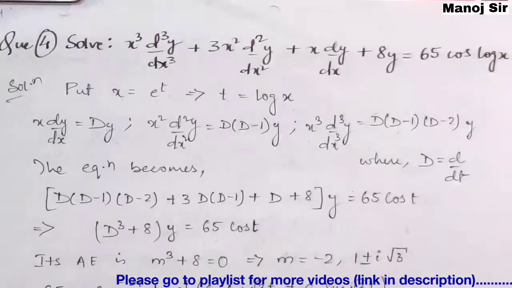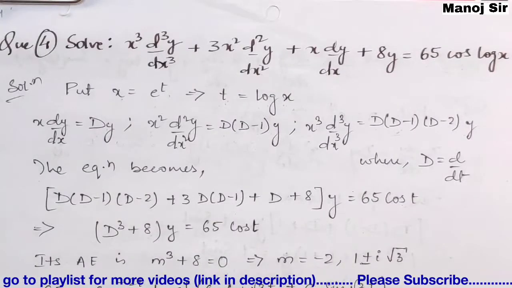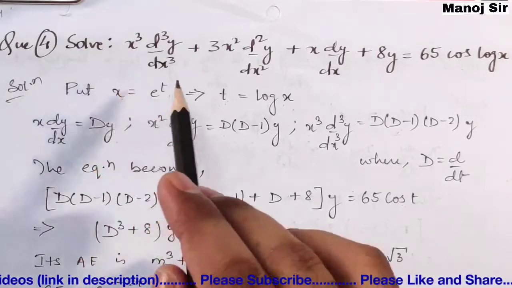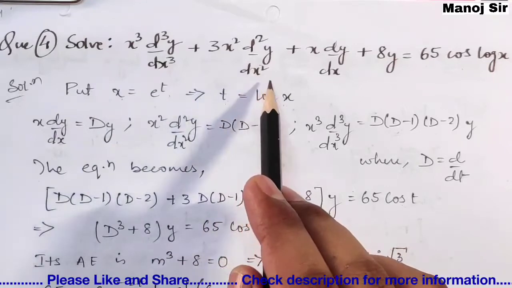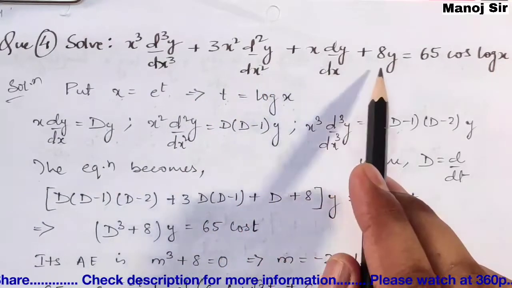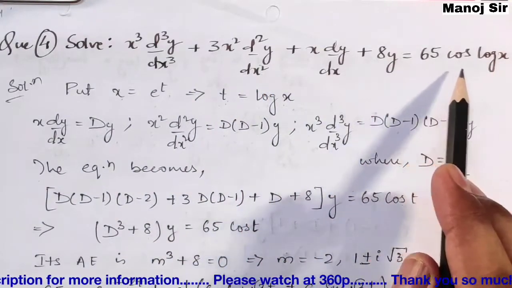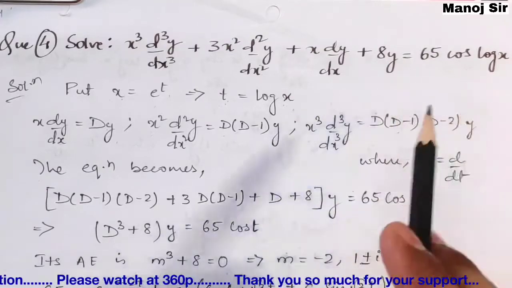So let us start solving this problem, that is x cube d cube y upon dx cube plus 3 x square d square y upon dx square plus x dy upon dx plus 8y equals 65 cos log x. Very good question.